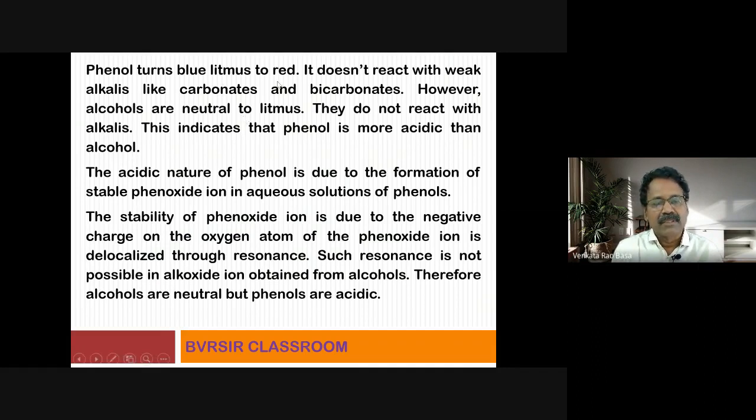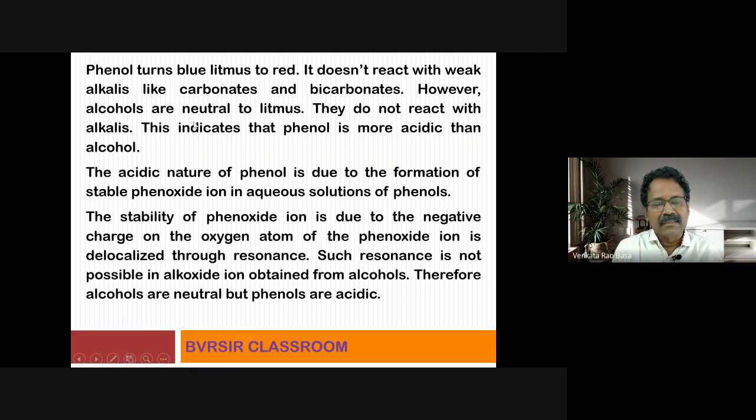Phenol turns blue litmus to red. So, any substance which has the ability to turn blue litmus to red is called an acid. But it doesn't react with weak alkalis like carbonates and bicarbonates. Okay, it can turn blue litmus to red, no problem. But it doesn't have the ability to react with weak alkalis like carbonates and bicarbonates. It implies that again phenol is a weak acid.